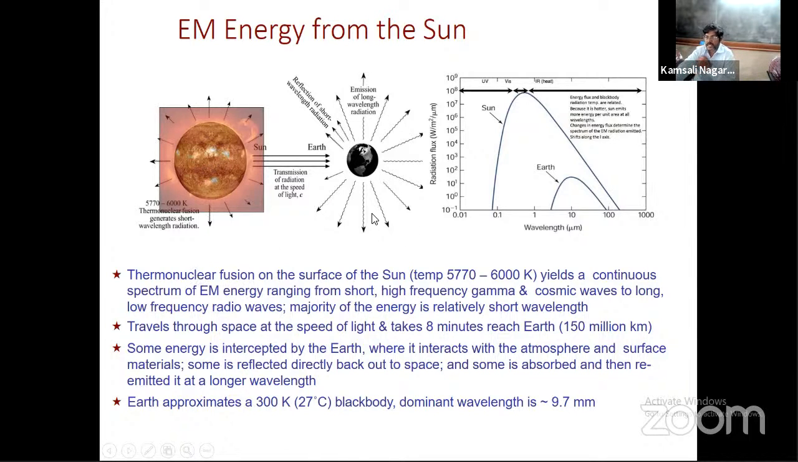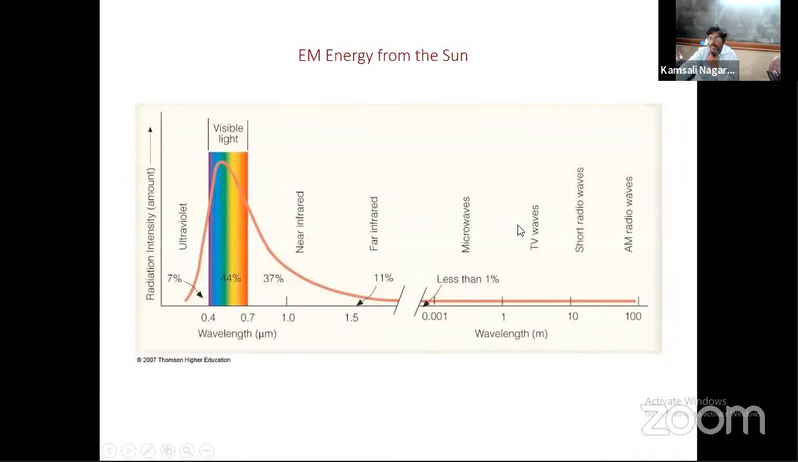Here on the right side, you can see the spectrum of the sun and the earth. The earth emits at 10 micron and the sun emits at 0.55 micron, as I told you. This is the concept of how it goes. This spectrum we have seen earlier, when I told you about 11%.